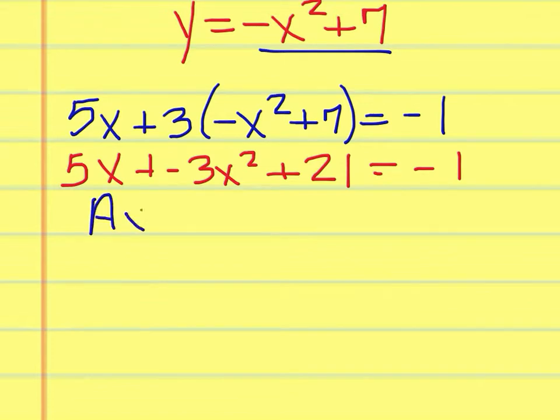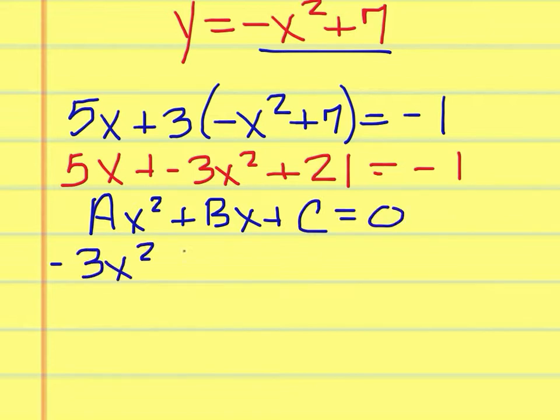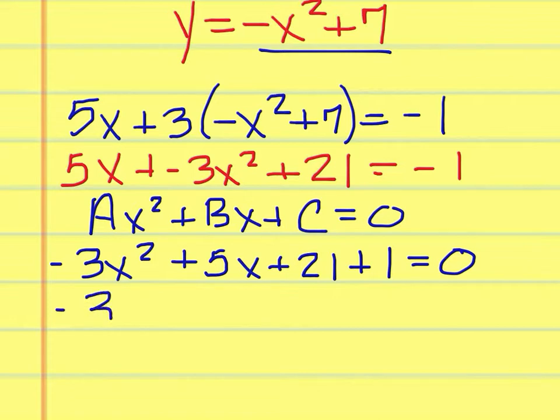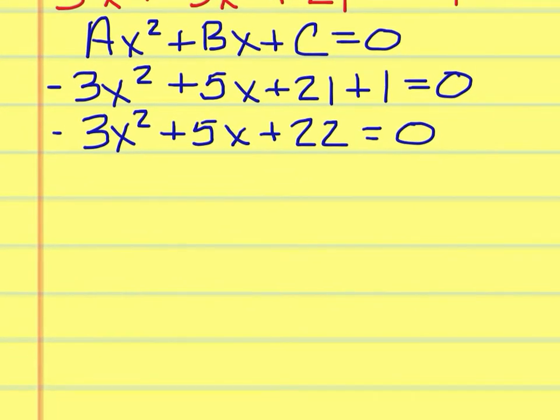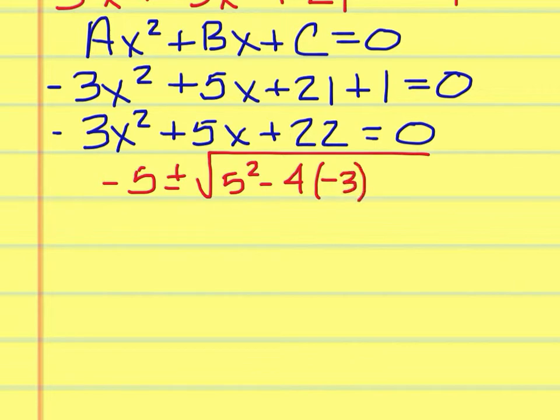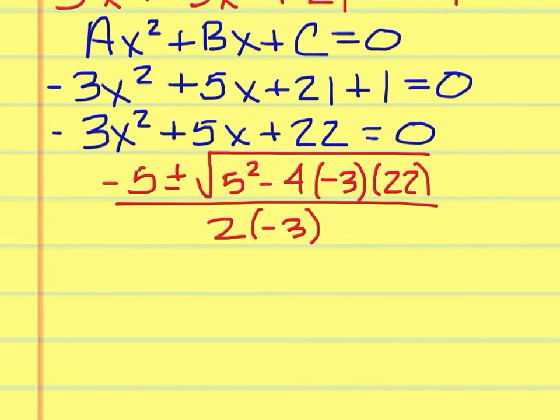Remember, you need ax squared plus bx plus c equals 0, and we have a negative 3x squared and a plus 5x and a plus 21, but that minus 1 must go to the left and change to plus 1. Simplify your constants at the end to get a plus 22. The quadratic formula should help us out. Negative 5 plus or minus the square root of 5 squared minus 4 times negative 3 times 22, and on the bottom, 2 times negative 3.